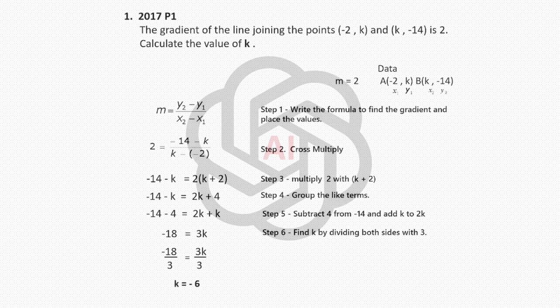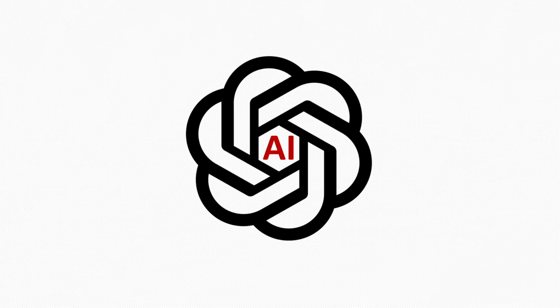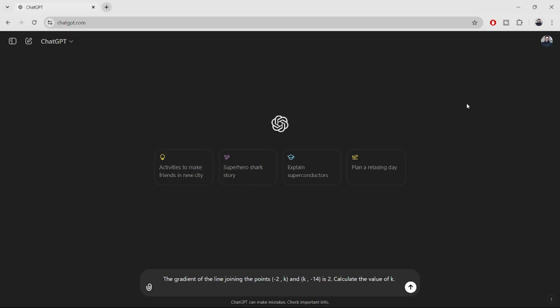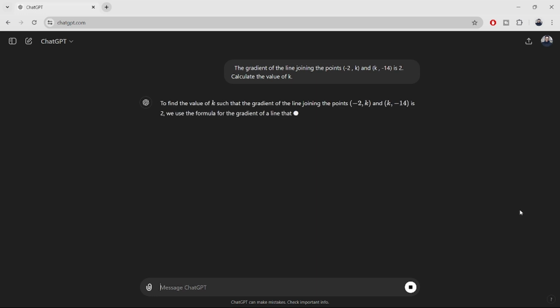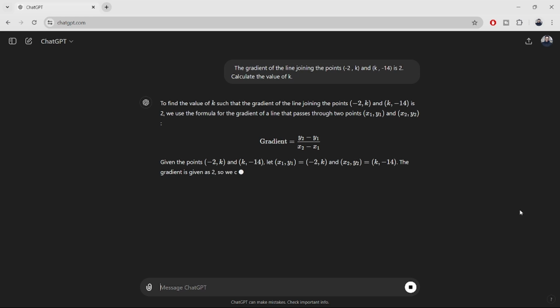So let's see what AI will give us. Okay, so again, we'll be using ChatGPT. So I've pasted the question there. Let's see what response we'll get. The gradient of the line joining the points -2, k and k, -14 is 2. Calculate the value of k. So let's give it this question, then let's see what response we'll get. Okay, so it's explaining.